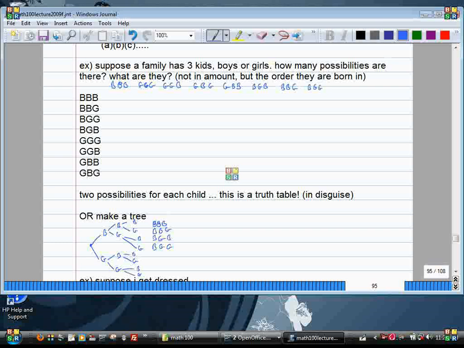Because what's the first event? 2, and where does that 2 come from? Boy or girl? And then next times 2, because the next event is the next child, which has 2 possibilities, boy or girl. And then there's the third event, which is the third child, which is either boy or girl. So it's 2 times 2 times 2.